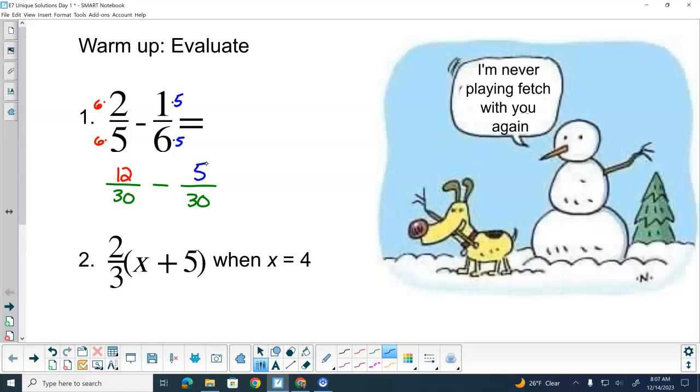I've adjusted my fractions. Now what do we do? Subtract numerators. What about the denominator? Stays at 30. Okay. 12 minus 5 is 7. Can 7/30ths be reduced? Nope.